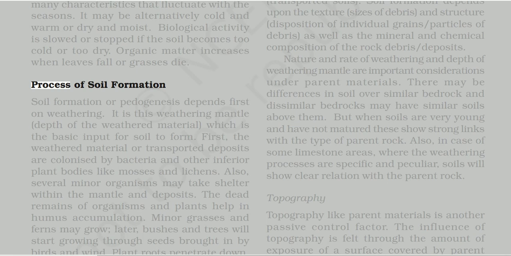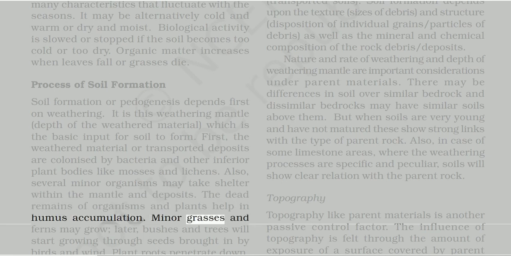Process of soil formation. Soil formation or pedogenesis depends first on weathering. It is this weathering mantle, the depth of the weathered material, which is the basic input for soil to form. First, the weathered material or transported deposits are colonized by bacteria and other inferior plant bodies like mosses and lichens. Also, several minor organisms may take shelter within the mantle and deposits. The dead remains of organisms and plants help in humus accumulation.